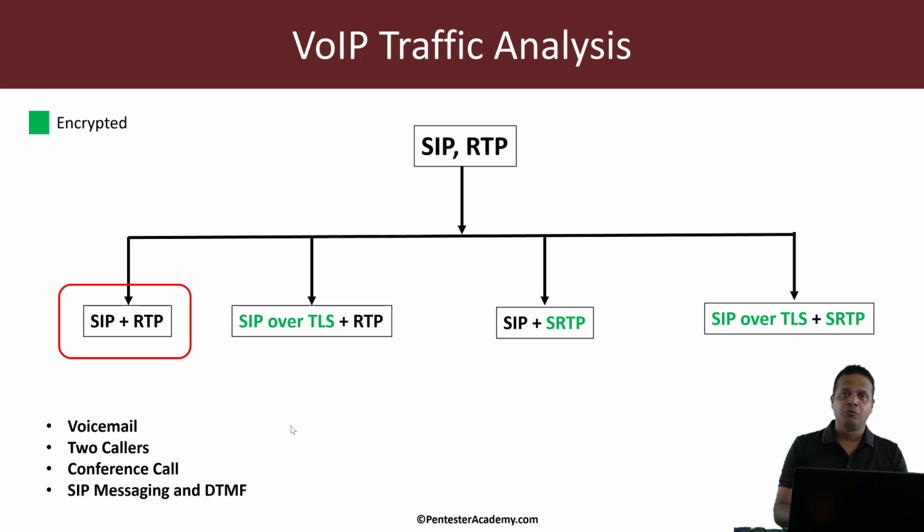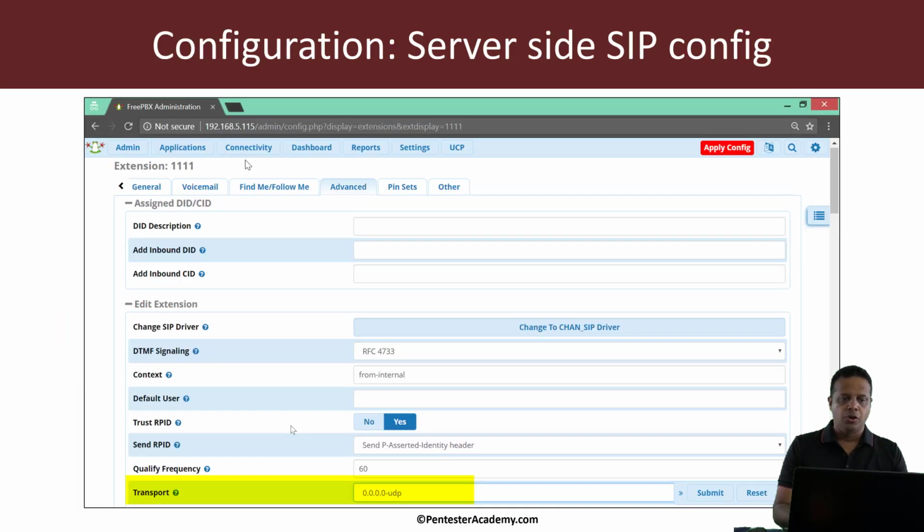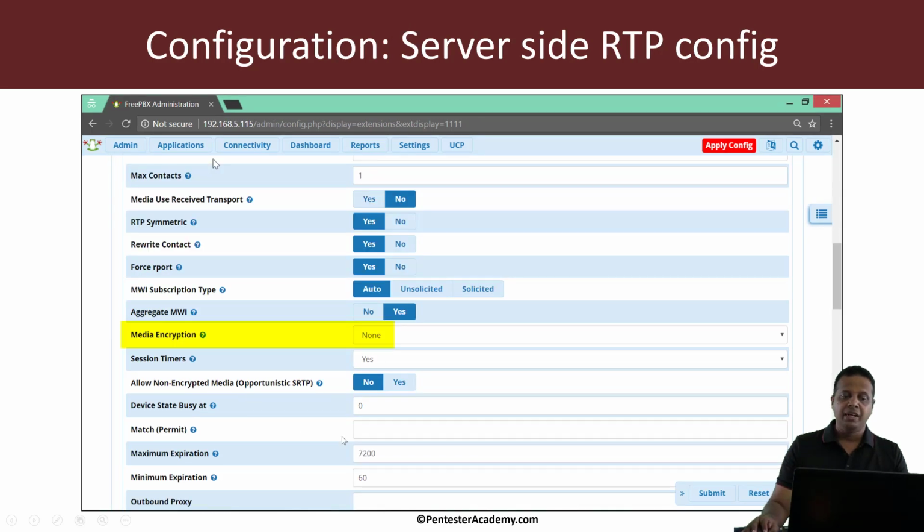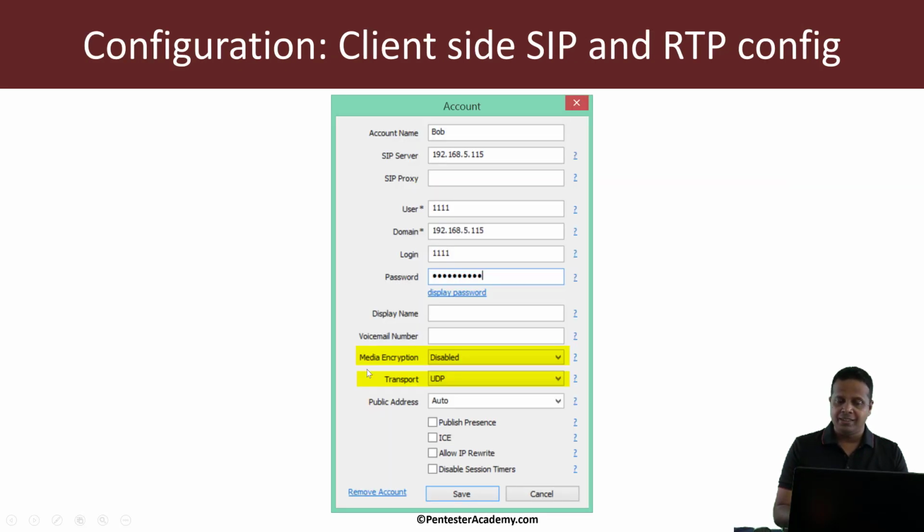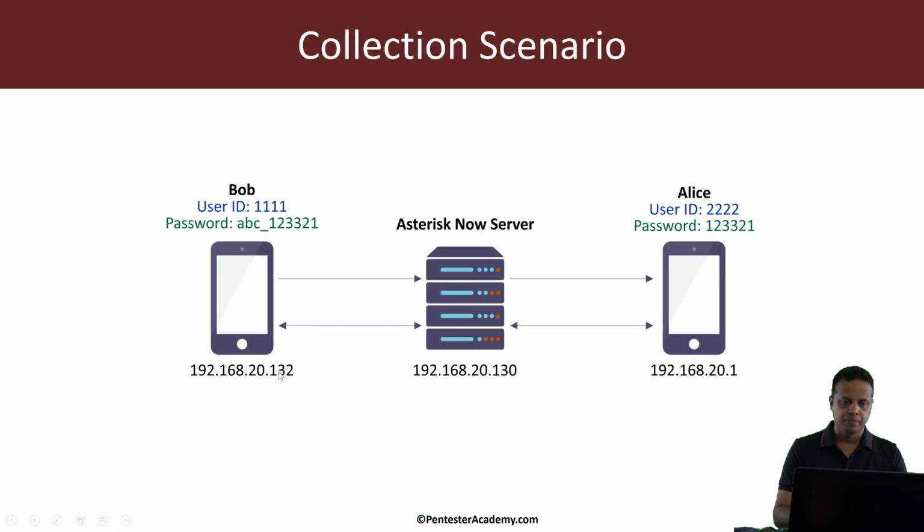Now in this video, our focus is going to be SIP and RTP, and we are going to look at a two-person call. On the server side, the configuration is that we've set the transport layer to listen on all interfaces, and it'll use UDP. Media encryption is set to none. On the client side, we mention the IP addresses, and again make sure that media encryption is disabled and transport is UDP.